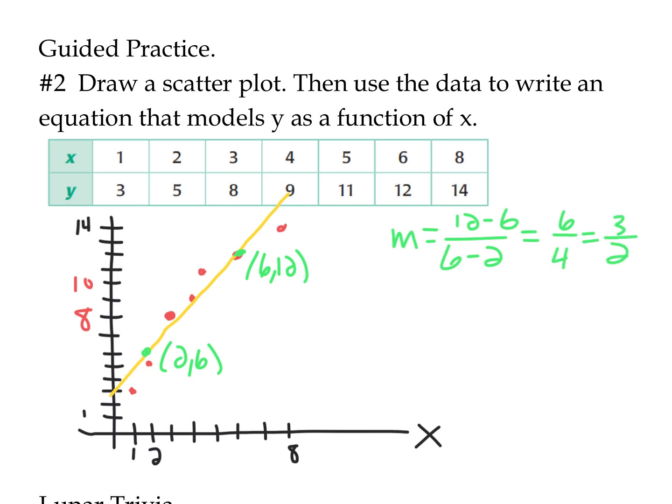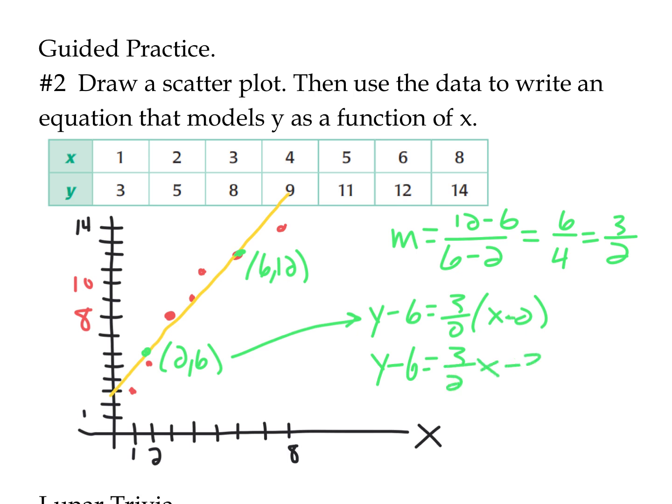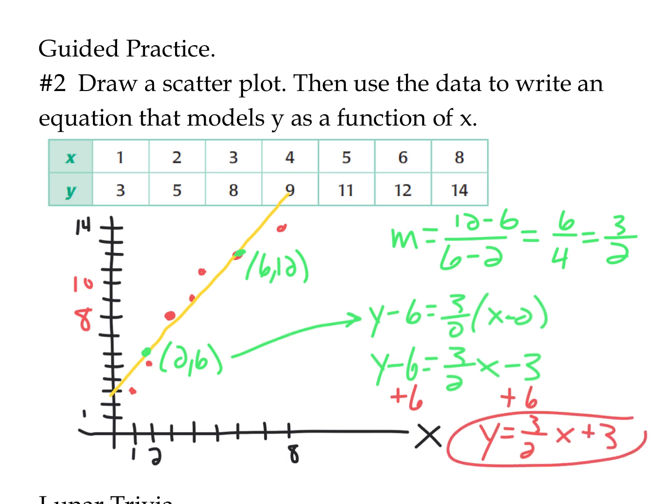And now I could use one of those points and my slope to write using point slope form. I'm going to use the point 2, comma 6. So we're going to take y minus 6 equals 3 over 2, x minus 2, point slope form. Now I'm going to have y minus 6 equals 3 over 2x, minus 3. And I can add 6 to both sides, and I would get y equals 3 over 2x plus 3. That would be the equation for my line of fit.